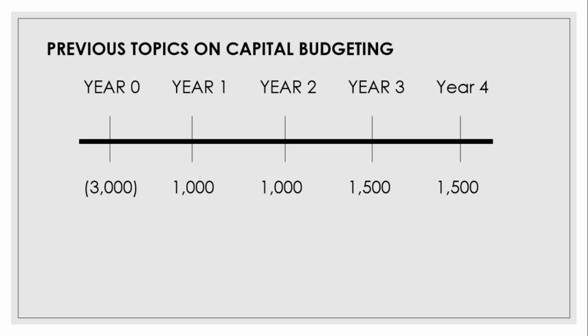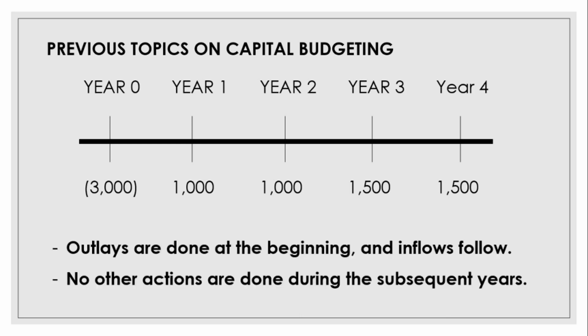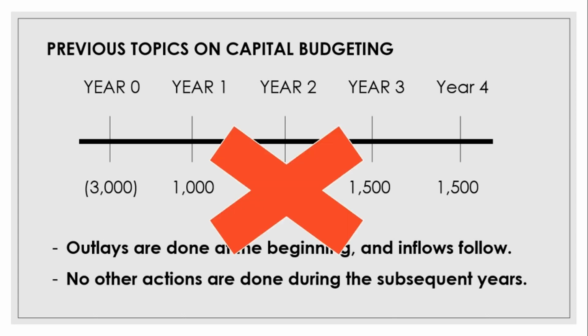So the timeline is very strict: the outflow is on year 0 at the start of the project, being followed by a series of inflows. So outlays are done at the beginning and inflows follow. No other actions are done during the subsequent years. But we all know that in reality this type of setup is not really applicable at all times.